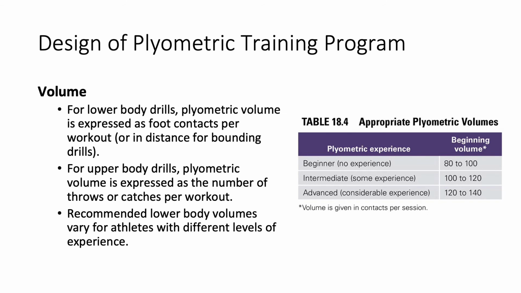Plyometric volume is typically expressed as the number of repetitions and sets performed during a given training session. Lower body plyometric volume is normally given as the number of foot contacts, such as each time a foot or the feet together contact the surface during a workout. But it also may be expressed as distance, as with plyometric bounding. For upper body plyometric volume, this is typically expressed as the number of throws or catches per workout. You can see on the table to the right the recommended lower body volumes depending on the athlete's training status.